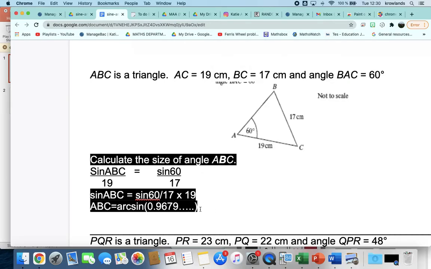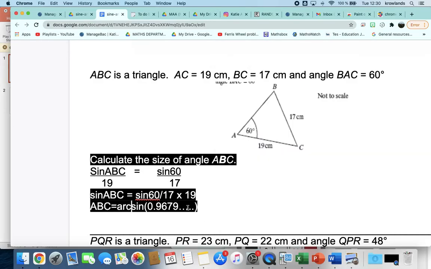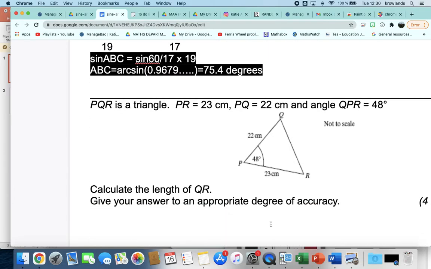And our answer is going to be as follows: 75.4 degrees. In the exam, I would round to the nearest whole degree or to 1 decimal place if it doesn't give the answer for what to do. Now let's look at the next question.